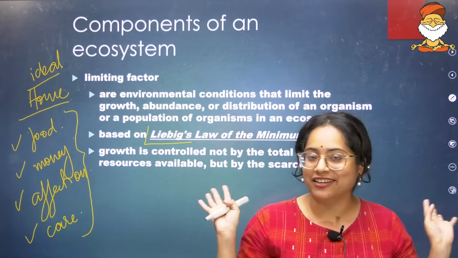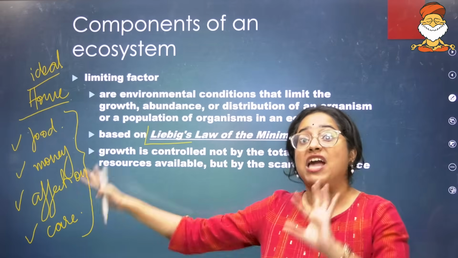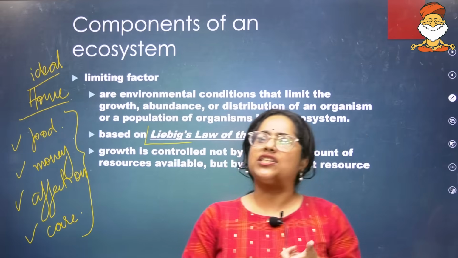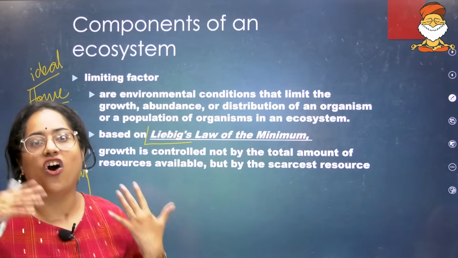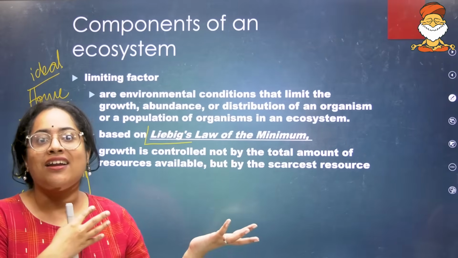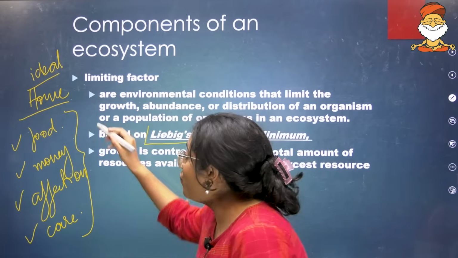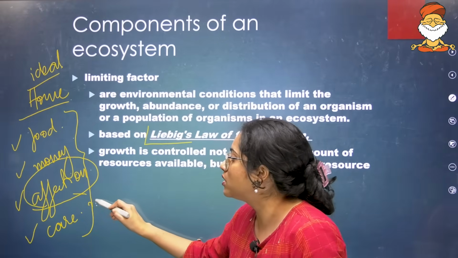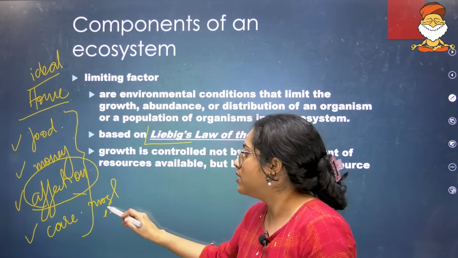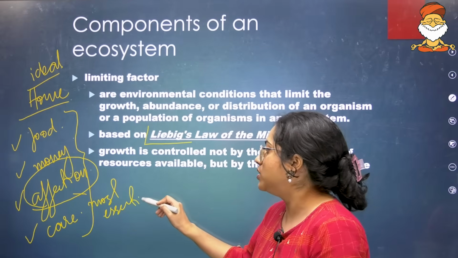I mean, it depends. Okay, so let's say I am picking affection. I can adjust food. I can adjust money. I can adjust the care part. But affection, I need constant affection. Then, out of all this, it becomes my most essential factor.